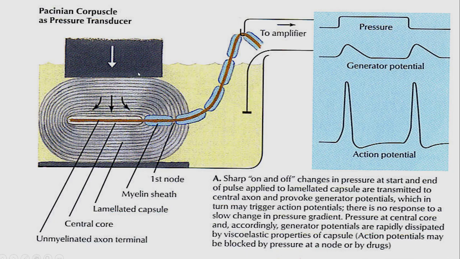Pacinian corpuscles respond to deep pressure. When pressure is applied, these laminae deform, and this deformation sends impulses to the unmyelinated nerve, which is located in the bulb surrounded by the fluid, and the pressure is then converted into an action potential. When an action potential is generated, it is transmitted to the central nervous system.